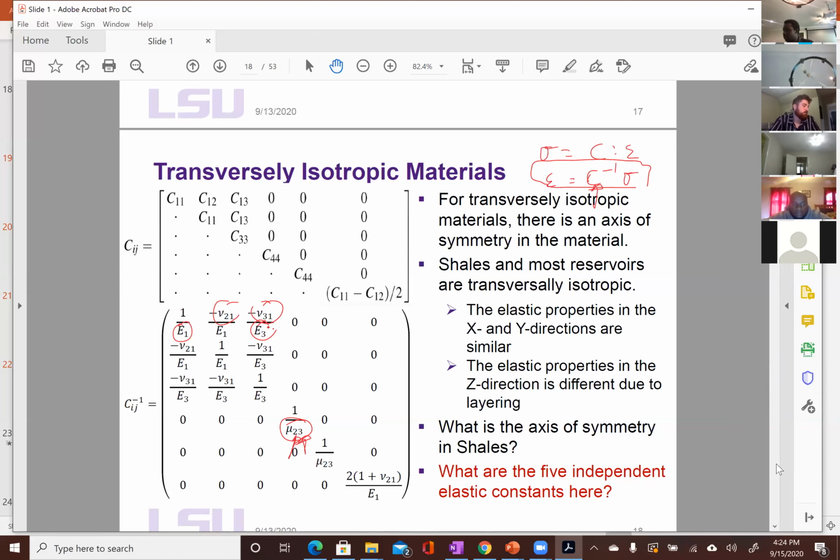Any questions here? I already explained the axis of symmetry for transverse isotropy before. So shales and most reservoirs are transversely isotropic. Why? Layering. We already talked about that before. And the axis of symmetry is what? Z-axis. I mentioned that earlier in this video.